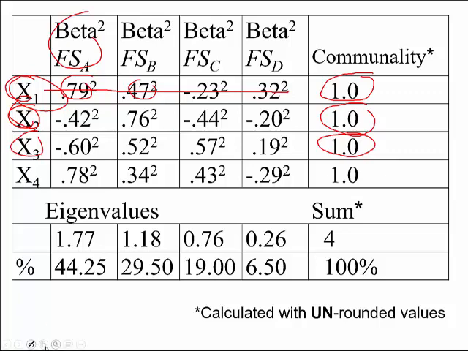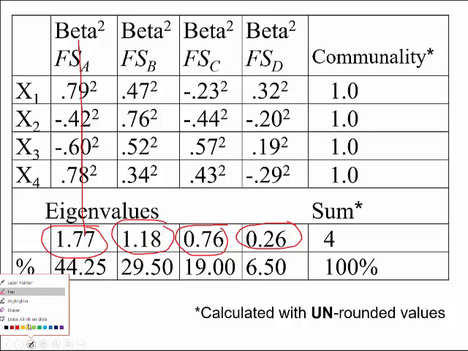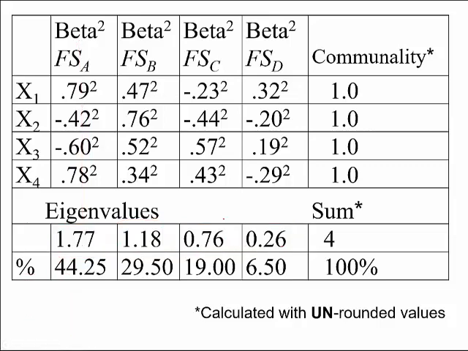And likewise, I can sum down the columns to calculate the eigenvalue for each factor or each component. So the eigenvalue for component 1 is 1.77. We saw that before. We saw previously that the eigenvalue for component 2 was 1.18. And now I'm adding that the eigenvalue for component 3 is 0.76, and for component 4, or factor 4, is 0.26. Note, I mentioned before that these eigenvalues will always decrease, and you see that happening here. Our first eigenvalue is the biggest, the next one is going to be smaller, the next one is going to be smaller, and the next one is going to be smaller.